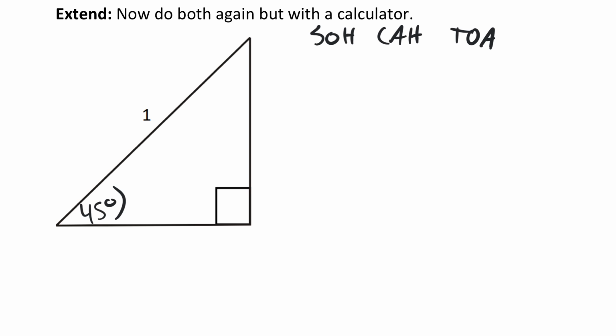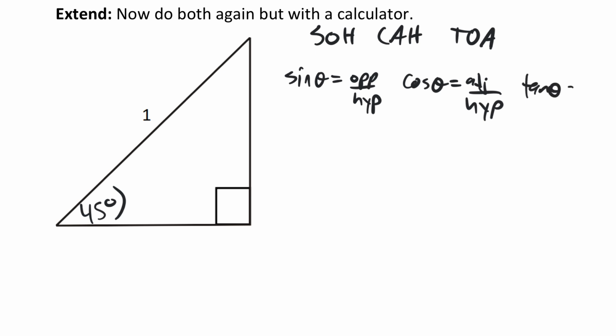SOHCAHTOA is a trig thing that hopefully you learned at some point in your math journeys. It says that sine of the angle will be equal to the opposite over the hypotenuse. Cos of the angle will be equal to the adjacent over the hypotenuse. And tan of the angle will be equal to opposite over the hypotenuse.